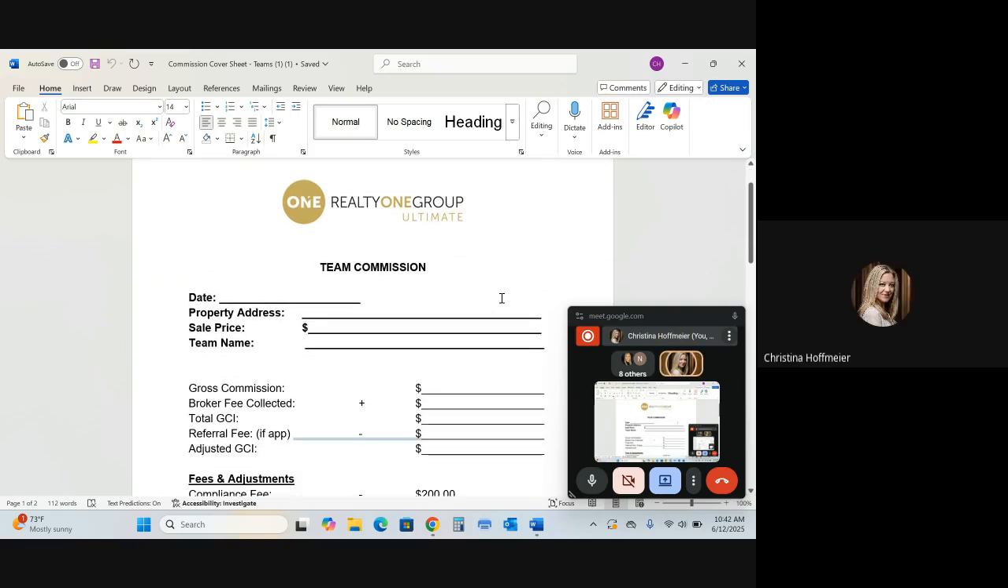Yes, only one. So if you're teaming up, let's say you're doing a co-listing. In that example, Rebecca and Belle are just co-listing something. They're not a team. They would just pick one person to do the commission statement, and only one person would turn it in.